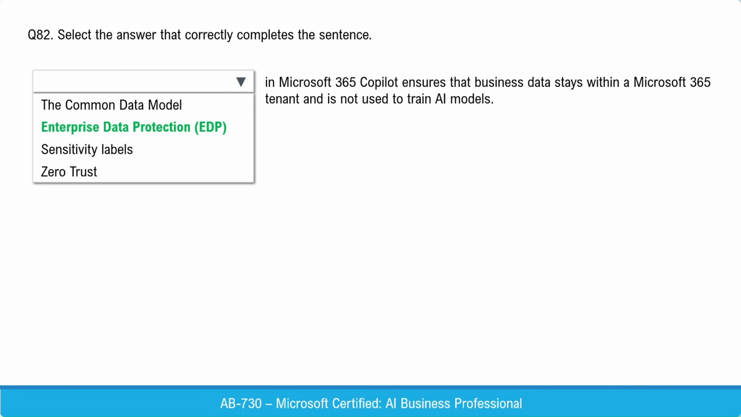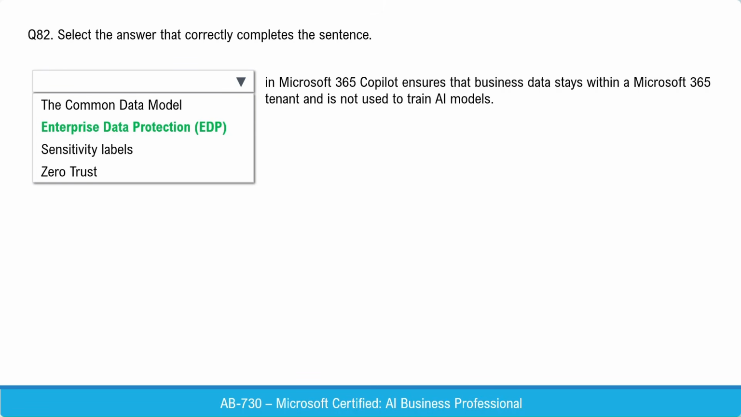The question asks which feature in Copilot ensures that business data stays within the M365 tenant and is not used to train AI models. This is a key concept around data privacy and security in Copilot. EDP is specifically designed to ensure that your organization data is protected. It makes sure that prompts, responses, and business data remain within your tenant boundary and are not used to train the underlying AI models. Now let's look at the other options.